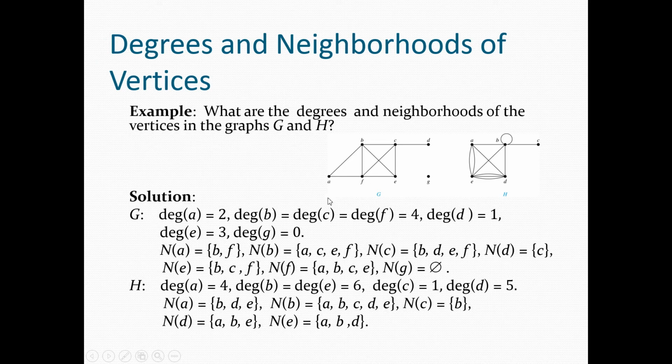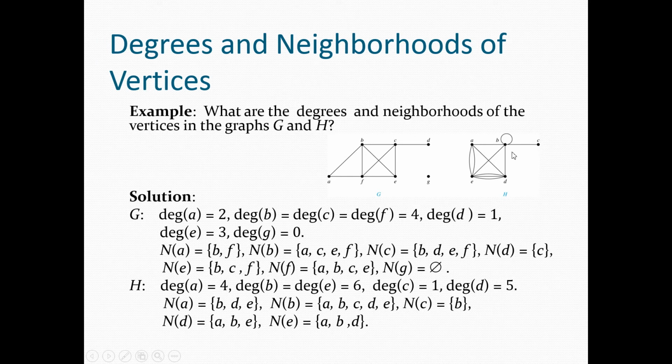So first of all, degree of A. Degree of A is 2 because it is adjacent to B and F, that is two vertices, right? Similarly, degree of B. Now it is adjacent to C, E, F, and A as well, right? So it is adjacent to 4 vertices, so degree of B is 4. Similarly, you can find the degrees of other vertices as well.